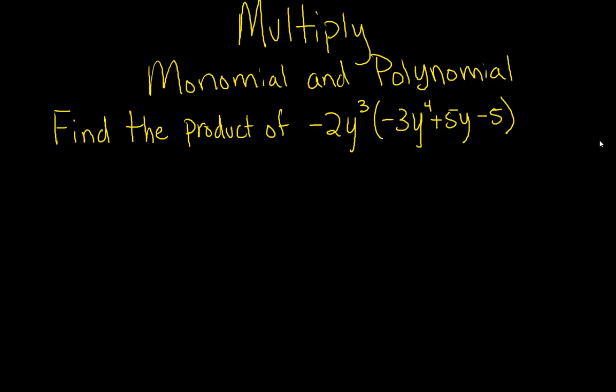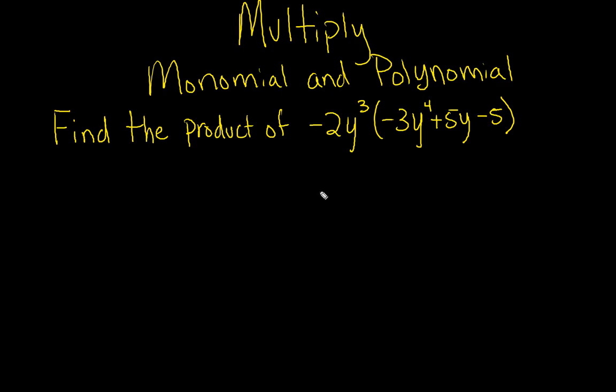Welcome everybody. In this video we will learn how to multiply a monomial with a polynomial. And of course we're given this problem here that asks us to find the product of negative 2y cubed times negative 3y to the fourth plus 5y minus 5. Remember, the product is just the answer we get when we multiply two things.